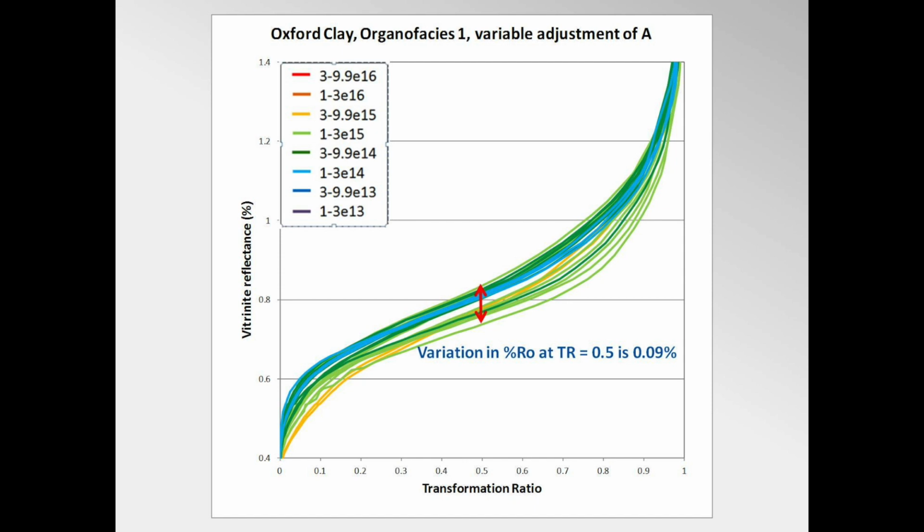This slide shows the same plot with the red arrow superimposed to indicate the total variation in calculated vitrinite reflectance for all of these organophases 1 samples at peak generation, that is transformation ratio of 0.5. Here it appears to be about 0.09% vitrinite reflectance variability in the position of the peak generation window.